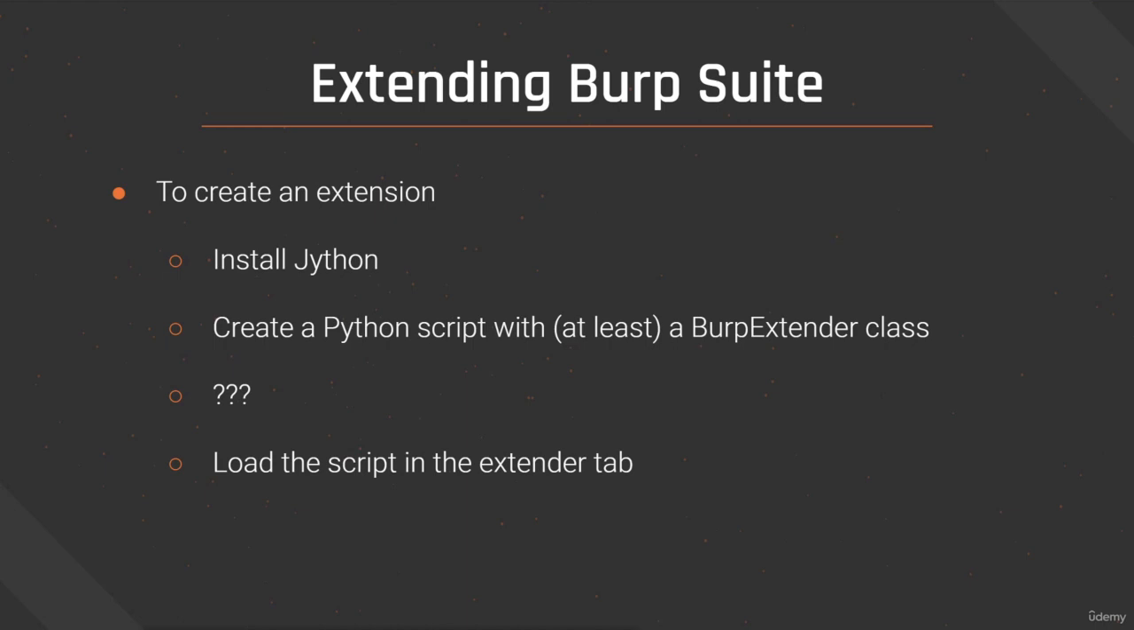Here we can see the high-level process of how to extend Burp and create our own Burp module. First, we need to install Jython. Then we need to create our Python script, and that script needs to have at least the Burp Extender class. Then within the script or within the extension, we need to add whatever functionality we're hoping to include as part of our extension. Then, once it's written, we can load the script and use it natively from within Burp.